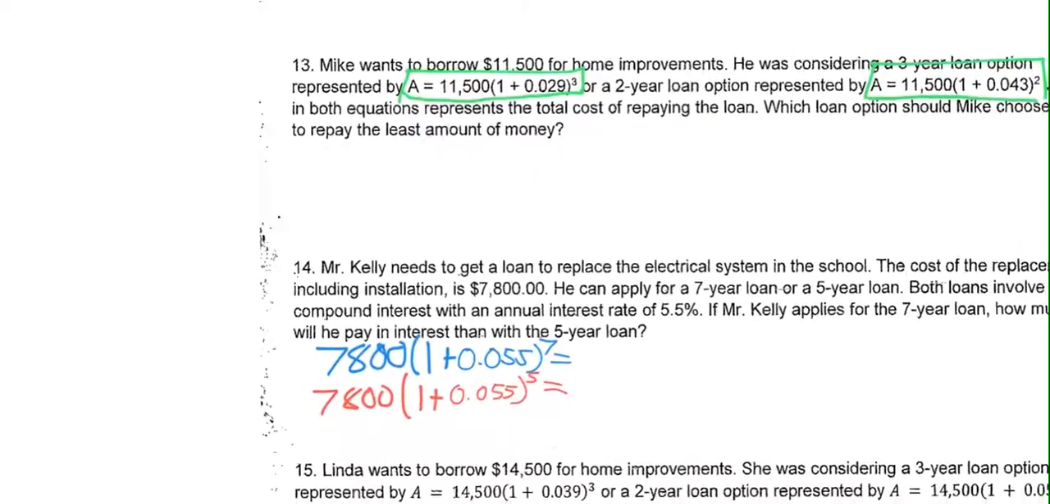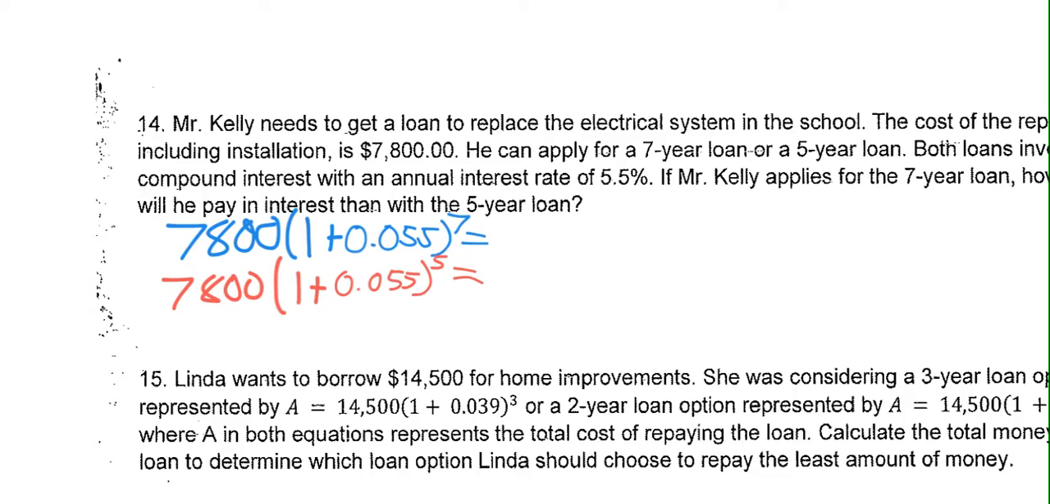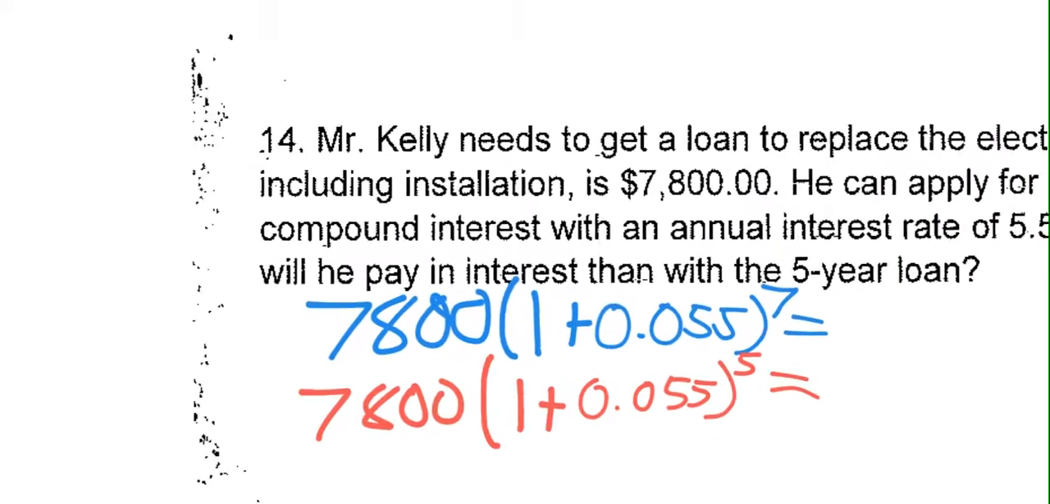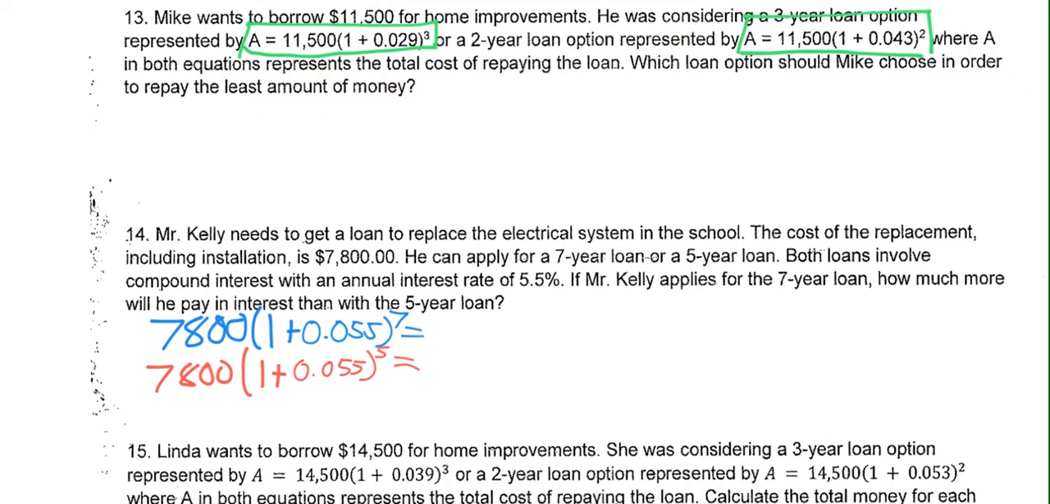I kind of scripted the video just a little bit, so I'm going to show you this real quick. I did decide to go ahead and help you out at number 14. Make sure you read it carefully. You've got 2 equations. Both of them are for 5.5%. Both of them are for $7,800. One is for a 7-year loan. One is for a 5-year loan. You were just trying to figure out how much more he would pay for one than the other.